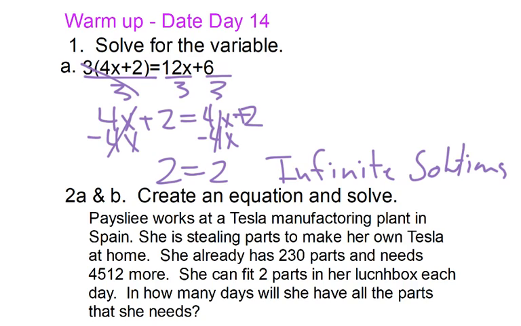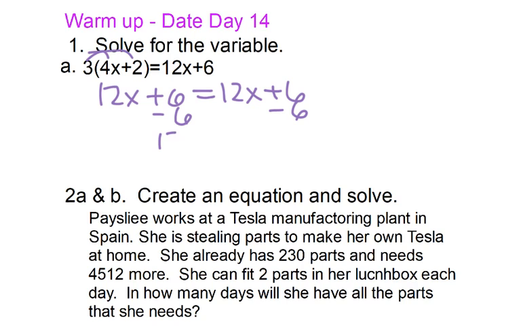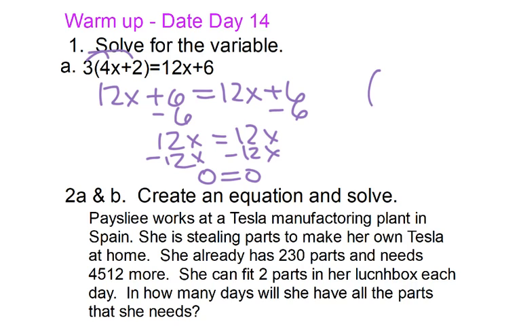Now, I could have also done this a different way. I could have distributed first, as many probably did. And probably what you noticed right off the bat is, hey, this is the same thing on both sides. So as I adjust things, we should realize that we'd end up with 0 equals 0. Again, it's that infinite solutions because they're equal. If it had ended up not being equal, then we call it no solution. Okay, and I think we've looked at one like that as well.